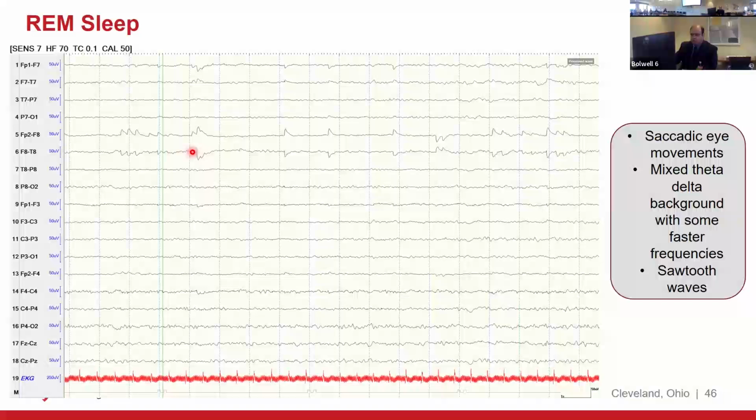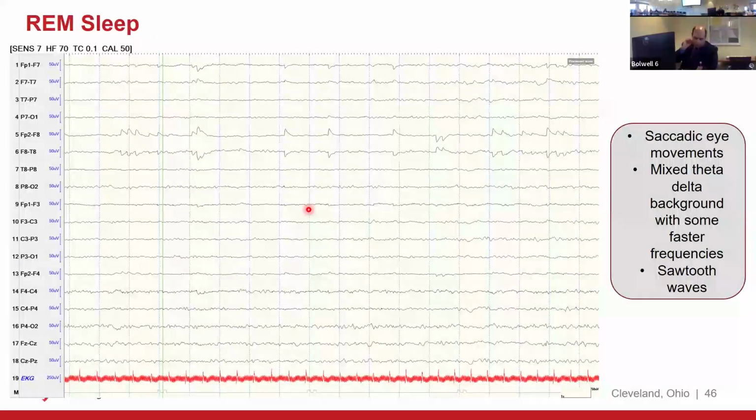When you see back-to-back saccades, but the EEG does not look like the EEG of an awake person, there is no alpha rhythm. There is mixed delta, theta frequency. There might be some faster frequencies. This is REM sleep. Sometimes they have these things called sawtooth waves. I could not find an example, but they're basically like sawtooth, mostly maximum in the midline electrodes.